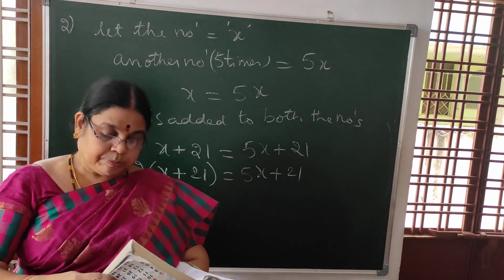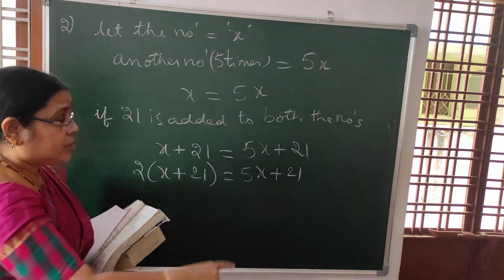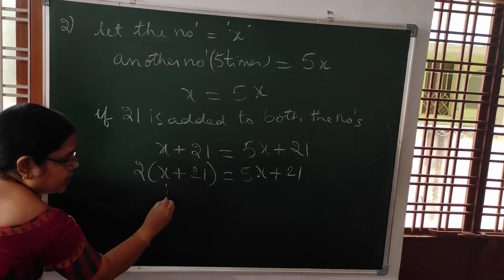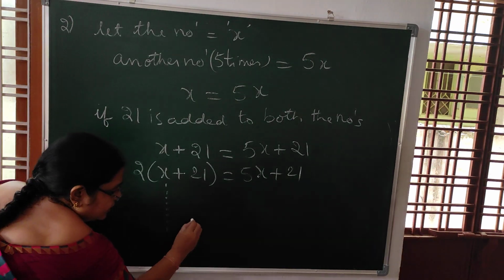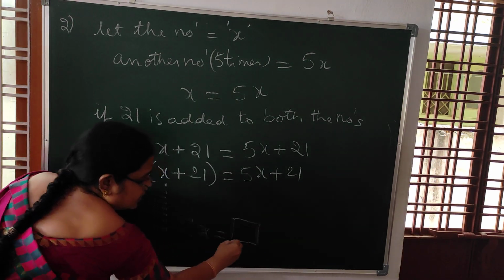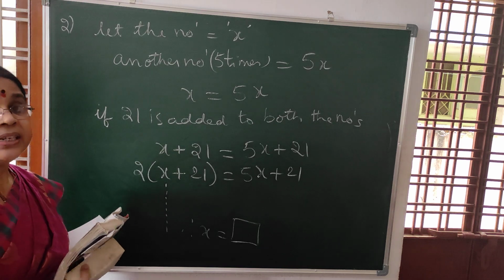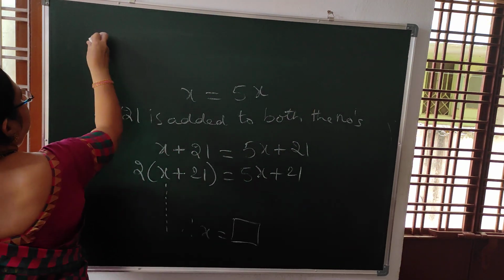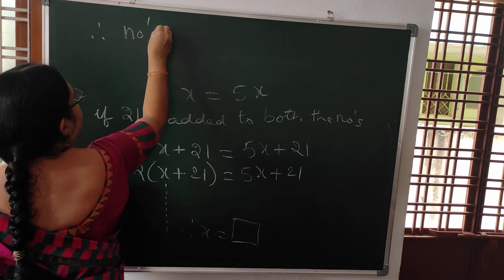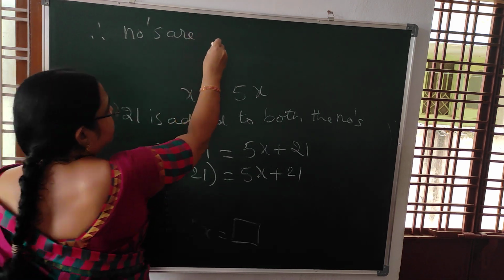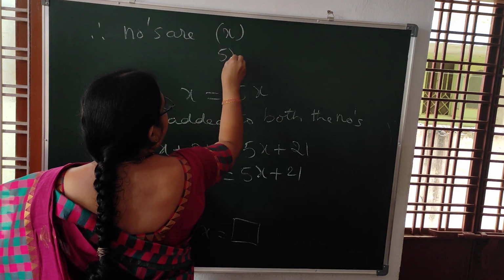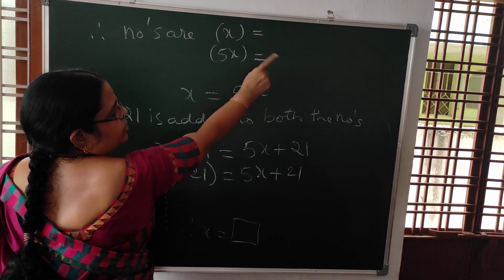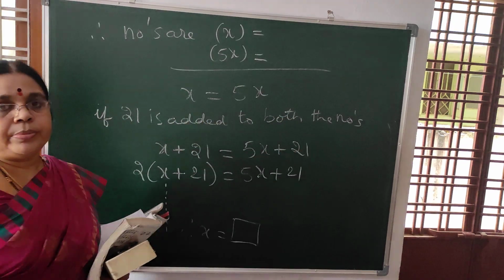But what is your question? What are the numbers? The numbers are x and 5x. I am not doing all these equations. You solve like this. You will get x is equal to something. You are asked to find the numbers. Therefore the numbers are x and 5x. X you are getting here as something, and 5x is 5 into x. So these are the numbers.